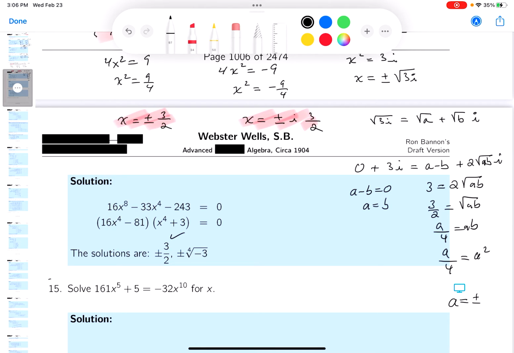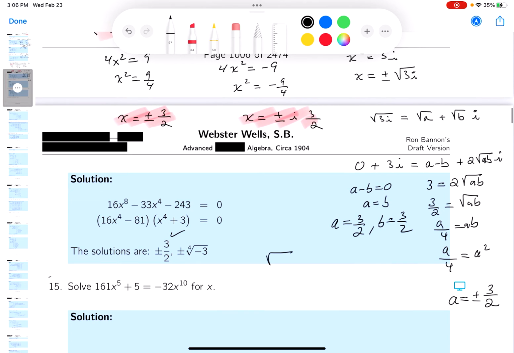So then someone says, I wonder what a is. A is actually plus or minus 3 over 2. But remember this, the root of a has got to be a real number. So I have to select a to be 3 over 2, and that means b is 3 over 2. So the root of 3i is going to be the root of 3 over 2. If I'm going to be firm about this, this would be root 6 over 2. So let me write that down. It's going to be root 6 over 2 plus root 6 over 2 i.